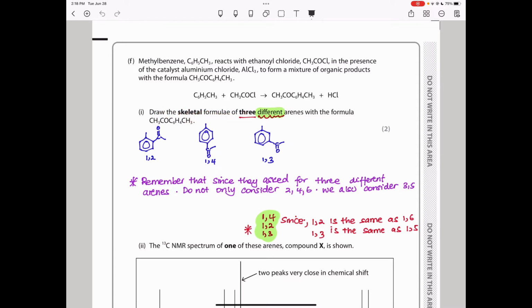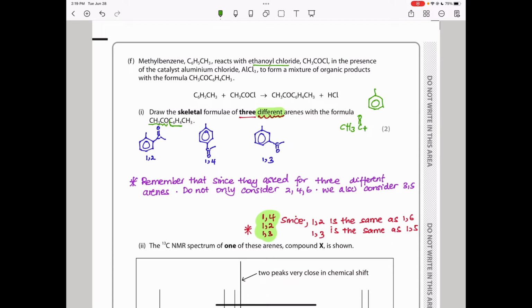They said draw the skeletal formulae of 3 different arenes with the formula that. Now, if we are drawing, we need to know that this C6H4, basically this is the ring, and this other thing is just connected to the ring. So we have to begin by positioning. Since this reaction is introducing CH3CO as the electrophile attacking the ring, and it's already methylbenzene, methylbenzene will be like that. If methylbenzene reacts with ethanoyl chloride, it means ethanoyl chloride is going to come like that.